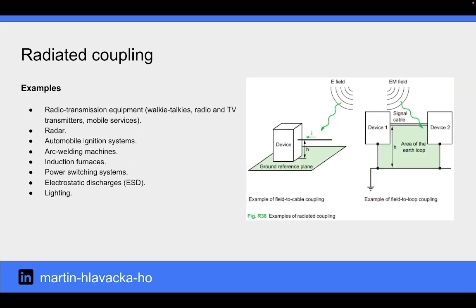Radiated coupling occurs with radio transmission equipment, radar, automobile ignition systems, arc welding machines, induction furnaces, power switching systems, electrostatic discharges, or lightning.